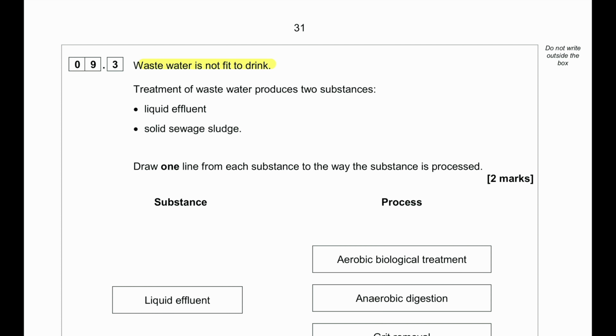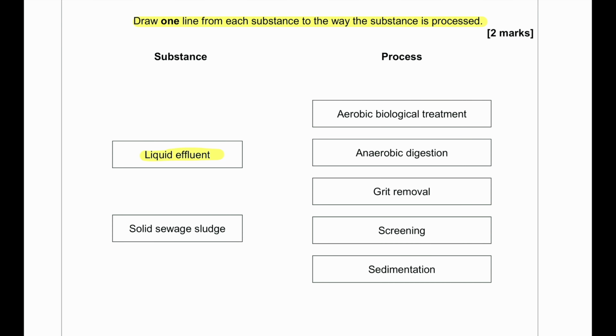Wastewater is not fit to drink. Treatment of wastewater produces two substances, liquid effluent and solid sewage sludge. Draw one line from each substance to the way the substance is processed. Liquid effluent is basically human waste and other things like that dissolved in water. Since they contain nitrogen compounds, aerobic biological treatment, using aerobic bacteria, would be a good solution to remove them.